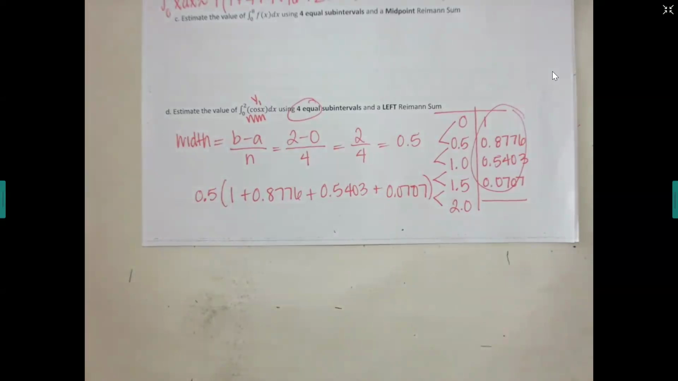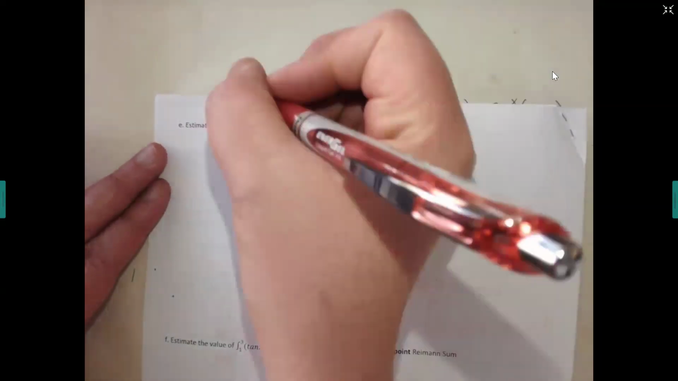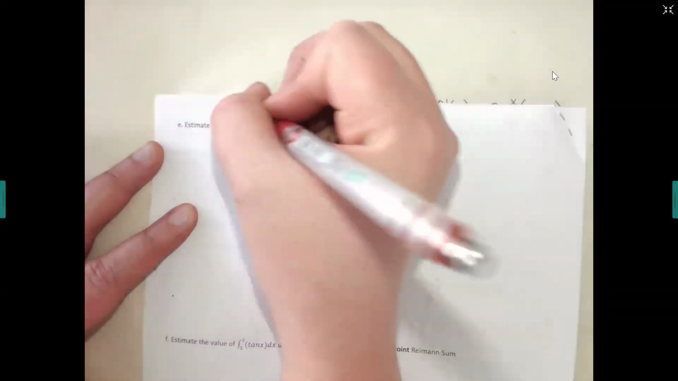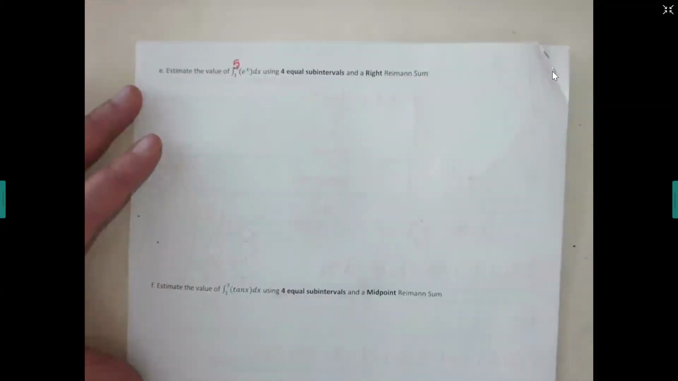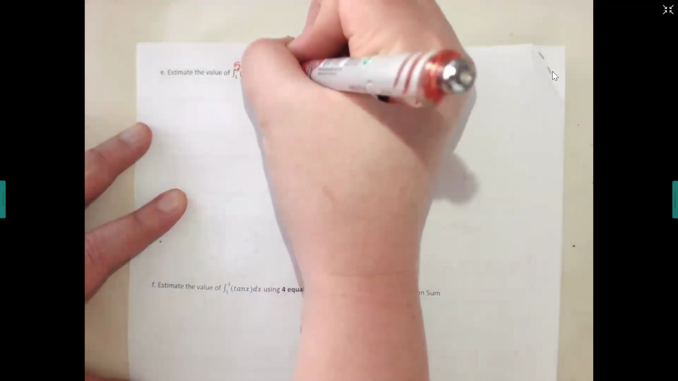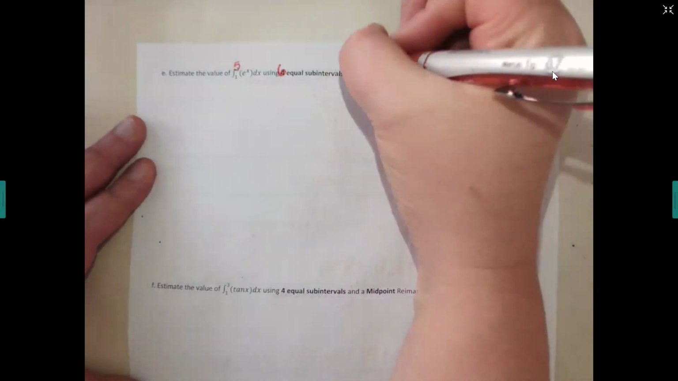Okay, we're gonna do maybe one more with a midpoint Riemann sum. Okay, but I want to kind of change the numbers on this a little bit. So take a look at your next question. It's 1 to 3. We're gonna make that, let's go 1 to 5. And then let's divide it into 6 equal subintervals. Okay. And then we're going to use a midpoint.